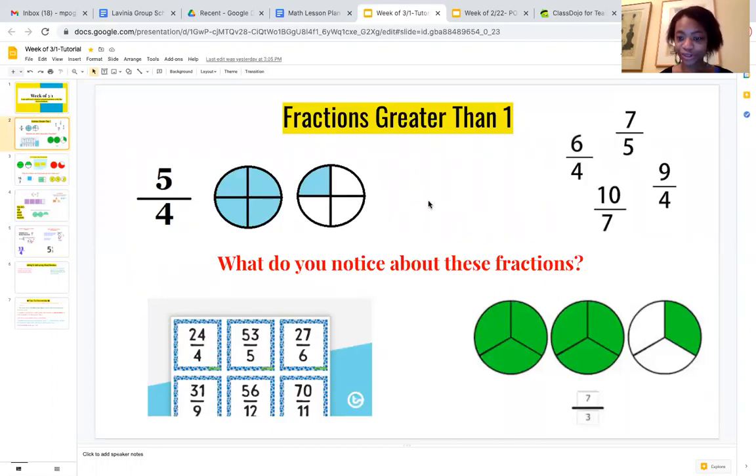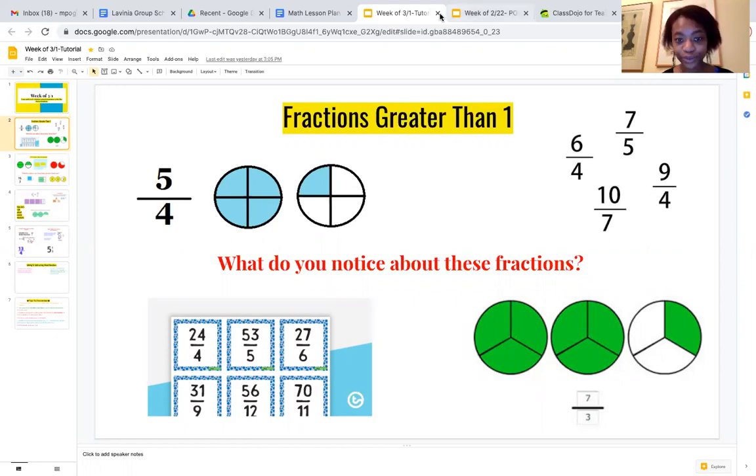So as you look through these different fractions here, there's 5/4, there's 6/4, over here 10/7. Over here we have tons of different fractions, and over here we have 7/3 represented using these circles here. What do you notice about these fractions?